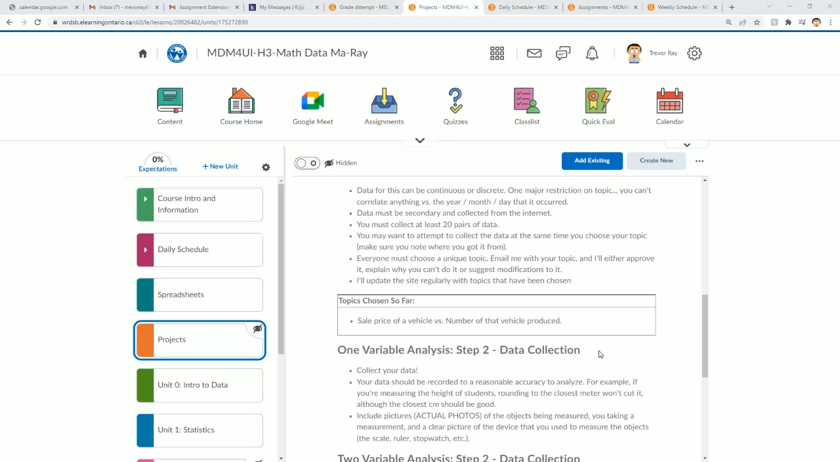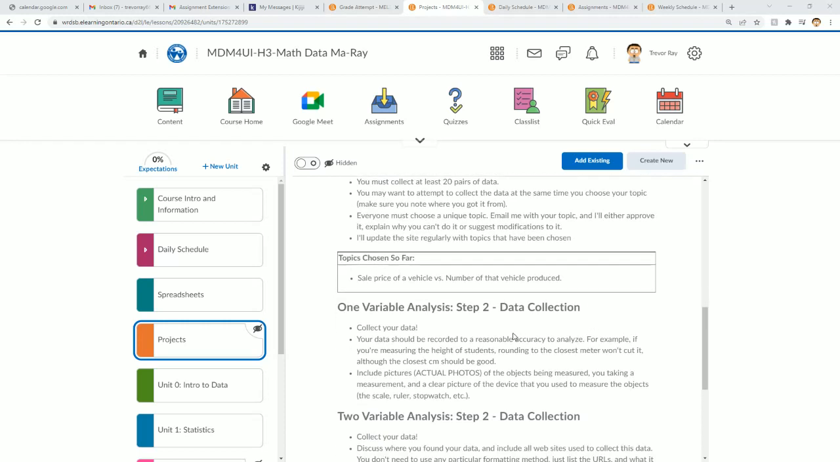again, I tried to pick one that I don't think most students would come up with on their own, but a decent example might be the sale price of a vehicle versus the number of that vehicle produced. So for instance, if only 10,000 of the car were produced, how much did that one cost? Whereas if they produced 100,000 of them, how much did that cost? To see if there's correlation.